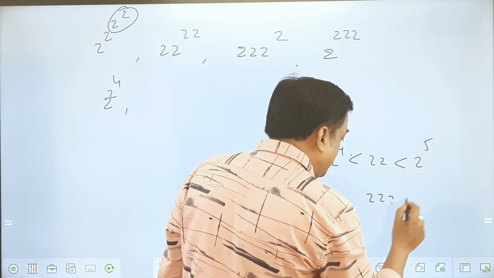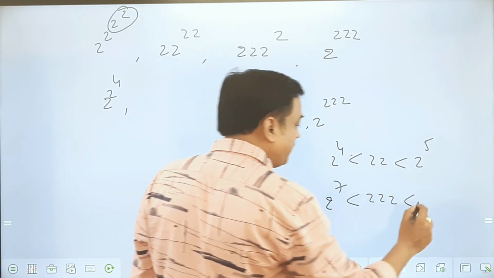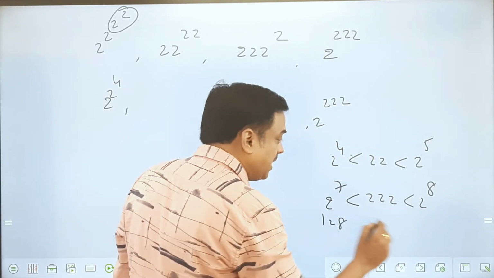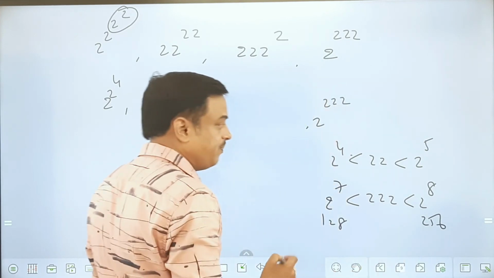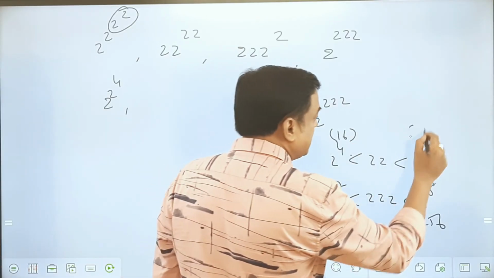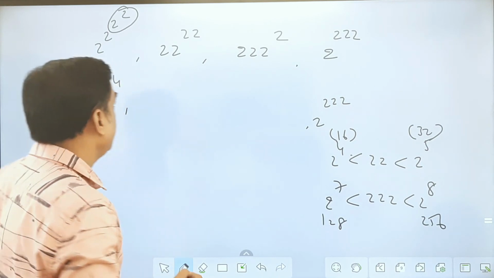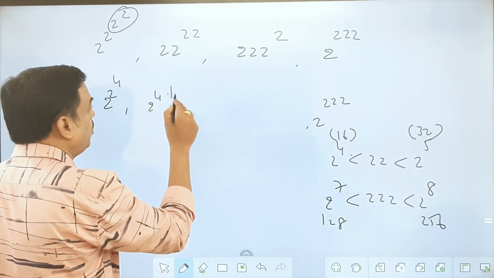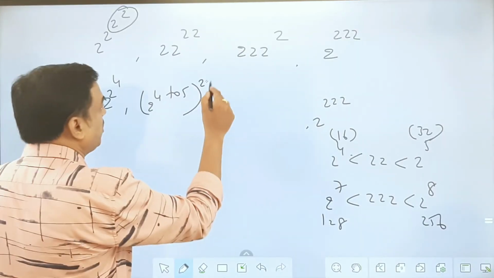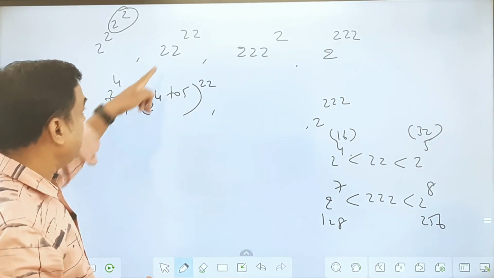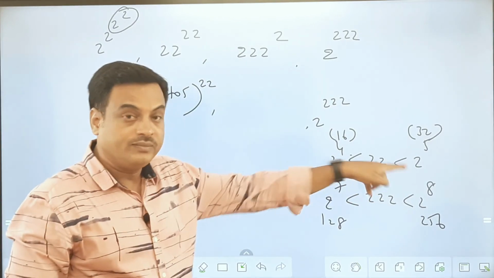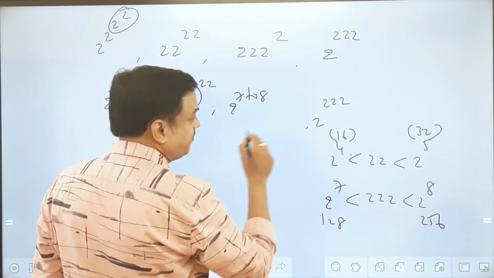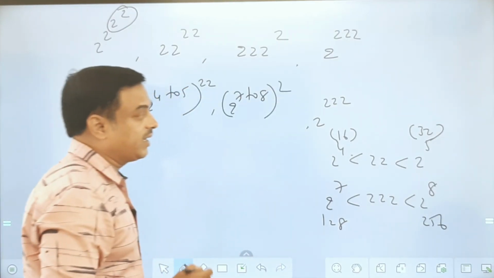Similarly, 222 can be written between 2 power 7 and 2 power 8, I can say. What is 2 power 7? You know it is 128 and this is 256, whereas this is 16 and this is 32. So what I can do, my friend, here 22 I can write between 2 power 4 to 2 power 5, whole to the power of 22 which is given to me. I am replacing 22 with this range. Similarly, the other one can be written as 2 power 7 to 2 power 8 whole to the power of 2, is what I can write.